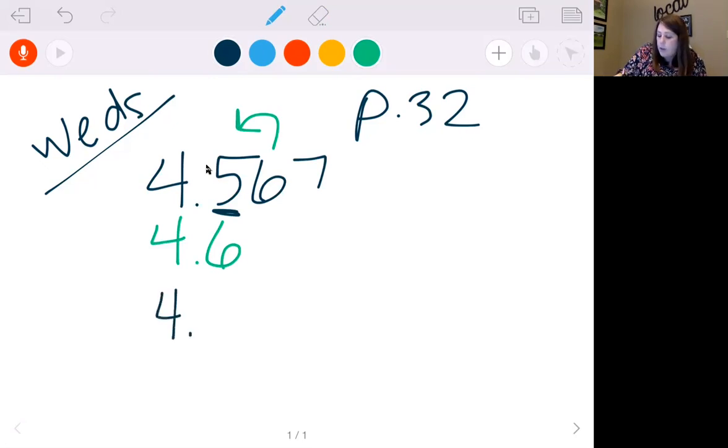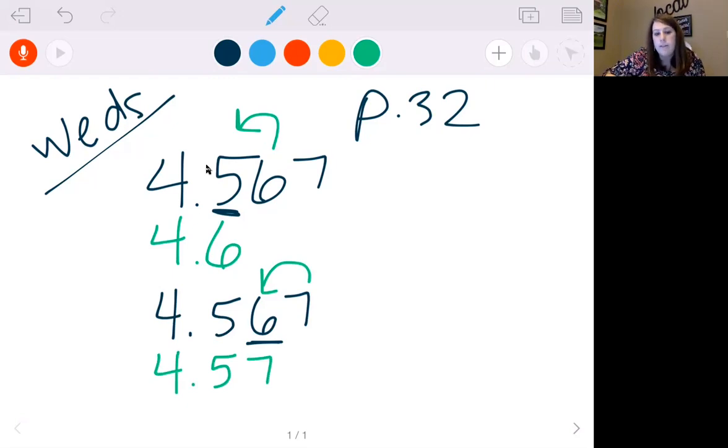If I gave you the same number, but this time I underlined a 6, now we're rounding to the nearest hundredth. So I look at the number right to the right of it. 7 is more than 5, so 6 goes up to a 7. I'm going to keep everything on this side, so I get 4 and 57 hundredths. So remember to keep everything that comes before that underlined digit. Everything after it, you can just remove, drop away.